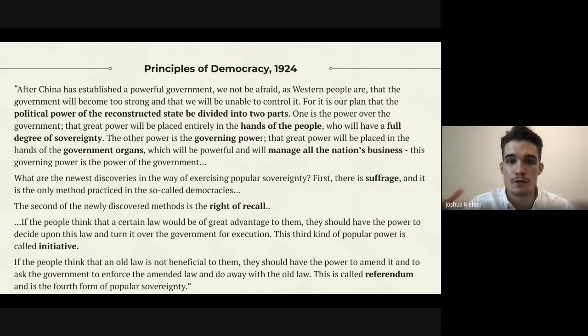Okay, so this is the idea from the Gettysburg Address: of the people, for the people, by the people. And in the Three Principles of the People, democracy is central to this. And in order to have a democratic state, Sun Yat-sen advocates for four key principles. The first one is suffrage.